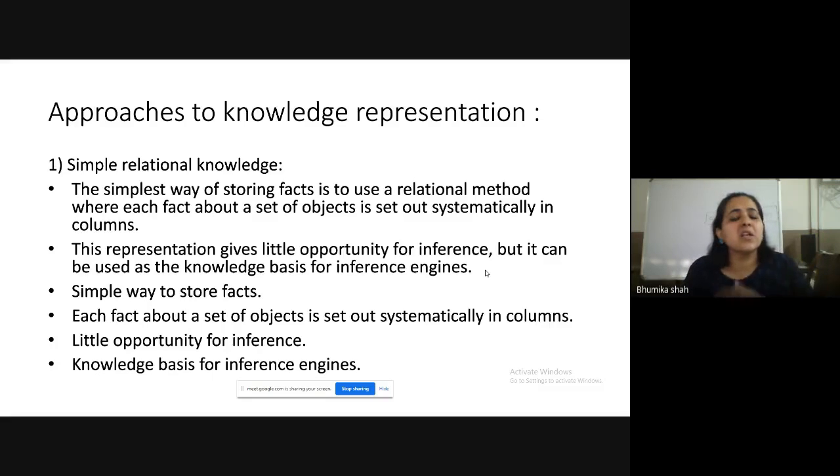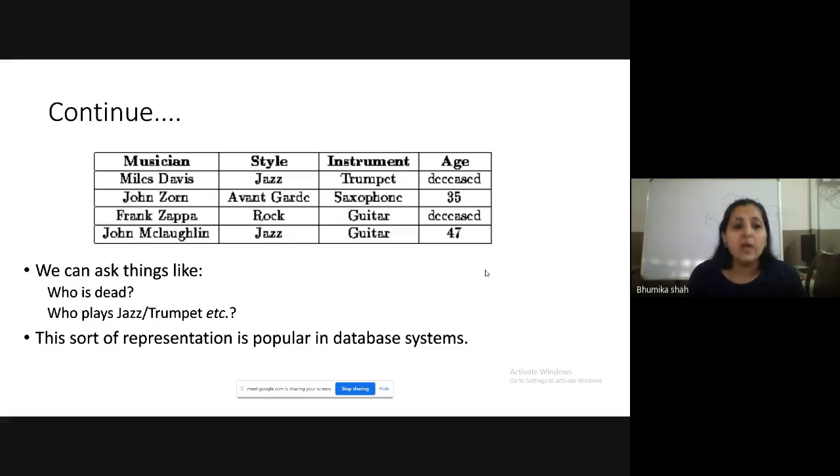So this representation gives very little opportunity for inference. Very less reduction can be done, but it is very basic and very simple. So it is a simple way to store facts. Each fact, a set of objects, usually is stored in form of rows and columns. Very little opportunities there for inference, but that provides the basis for the simplest possible knowledge base to users. So if we take the example over here, then we have different entities available.